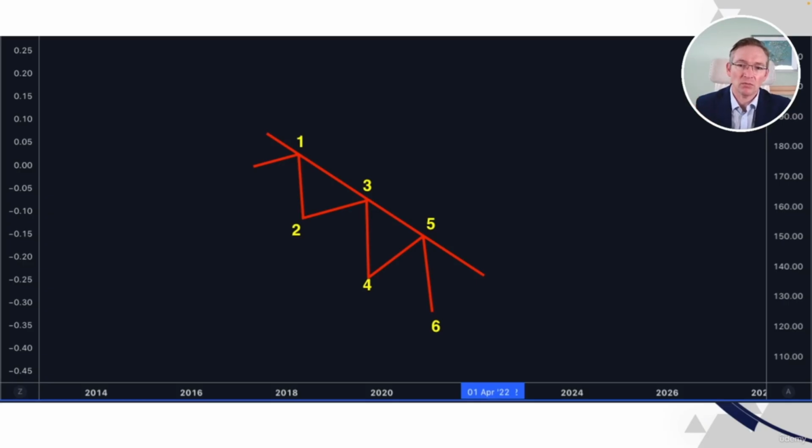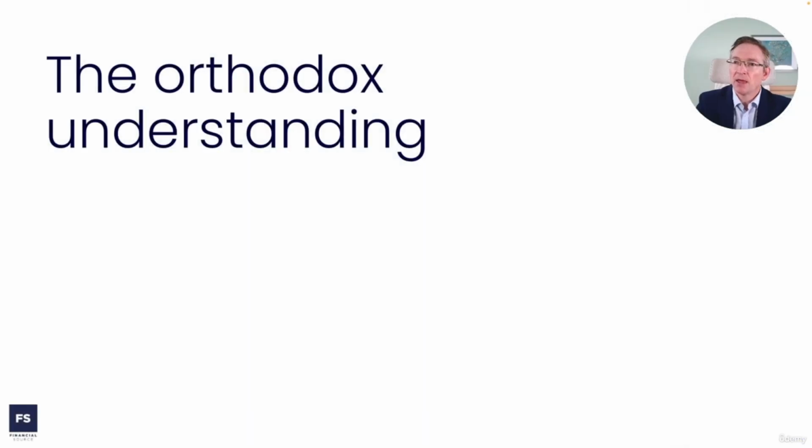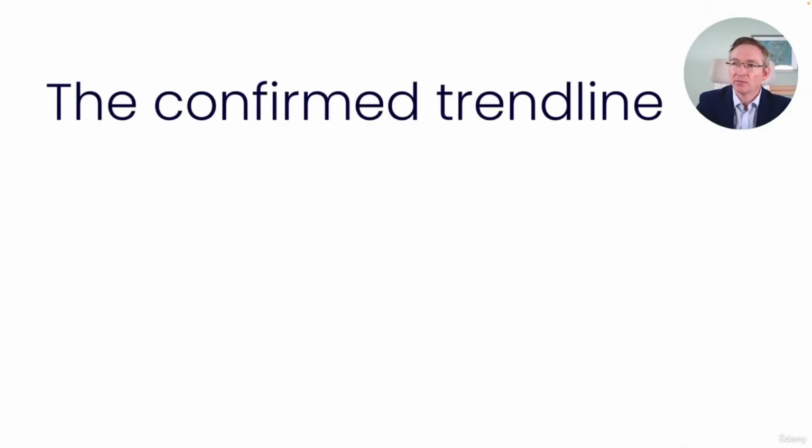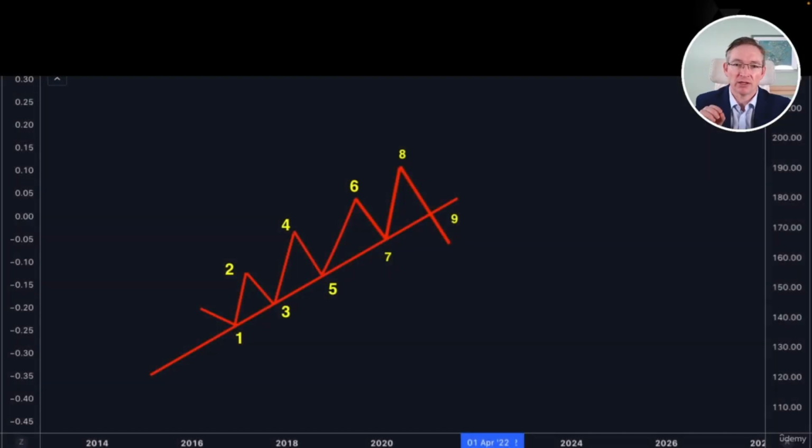Simple. Now, this is where it gets interesting, because the orthodox understanding of the confirmed trend line is this. In a textbook uptrend, a trend line is only confirmed once it touches at least 3 points. So you see the first 2 points define the line. 1 and 3, right? That's the line.